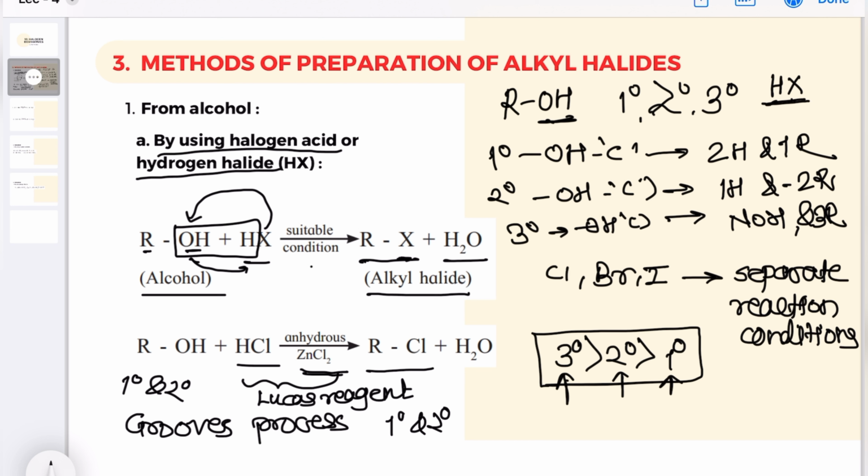So in this reaction, what happens? If we take a tertiary alcohol, then it readily reacts with concentrated hydrochloric acid in the absence of zinc chloride. If we are taking a tertiary alcohol, it just requires concentrated HCl, not zinc chloride.